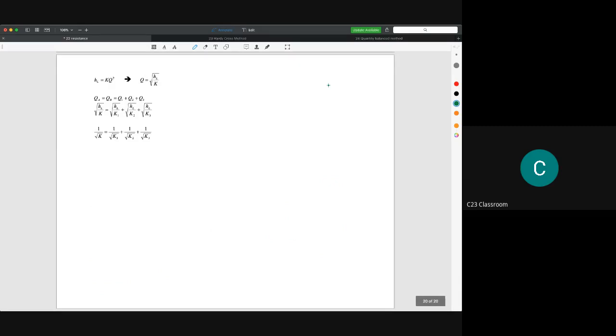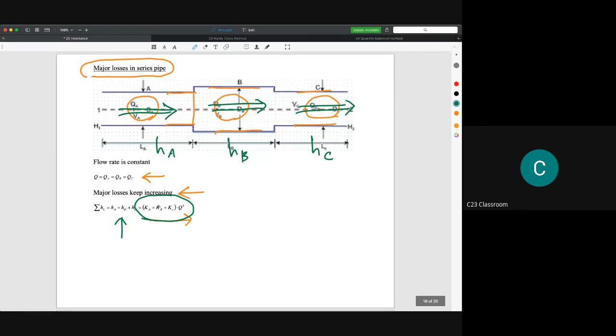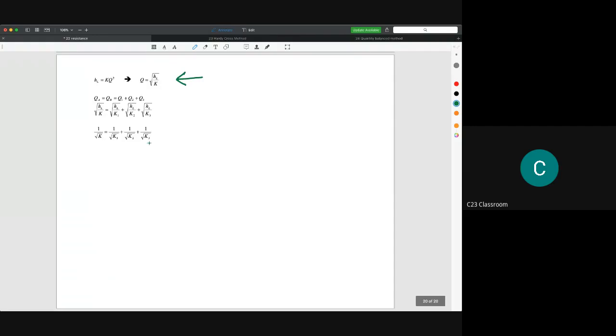Then I would like to propose the calculation for the losses. Previously, in series pipe we could calculate the total losses by using this equation, which is quite linear. However, for parallel, the equation will look like this. Why? Because we know that the losses can be simplified as K times Q squared, so Q here is the square root of HL over K. If QA is equal to Q1 plus Q2 plus Q3, we could have the equation for losses as this one.